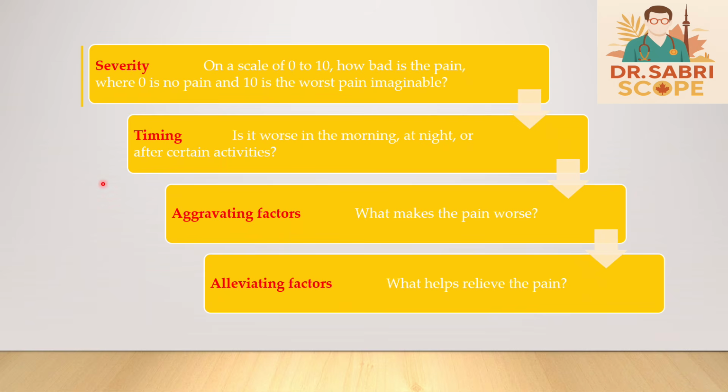Also here coming to T, so T will be for timing. Here we should ask the patient, is the pain worse in the morning or at night, or after certain activity or after a certain duration? Coming to the last two As, the first one will be for aggravating factors. Here we can ask the patient if they noticed something that makes the pain worse. And another A will be for alleviating factors. Here we'll be asking the patient if they did something to relieve their pain, if they took a certain position or took certain medication.